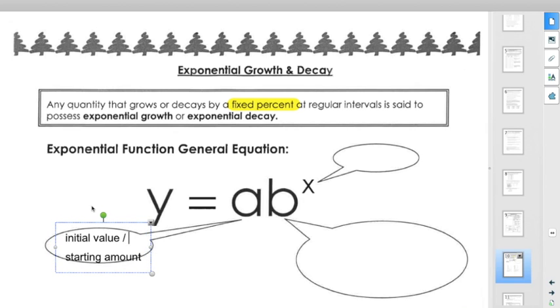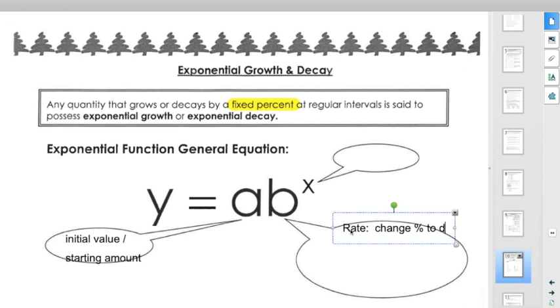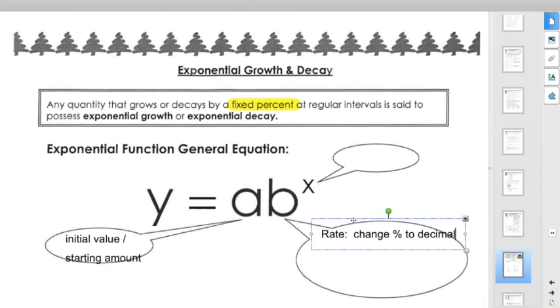A stands for your initial value or your starting amount. B, that is your rate. And we always change the percent to a decimal. Okay? The rate, we always change the percent to a decimal. If there's two different B's, I could get a growth or I could get a decay.